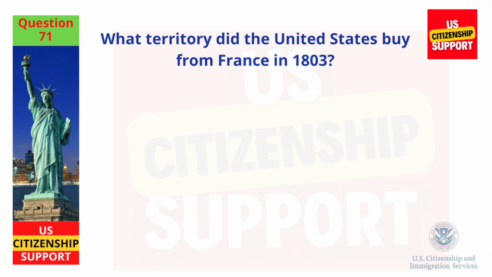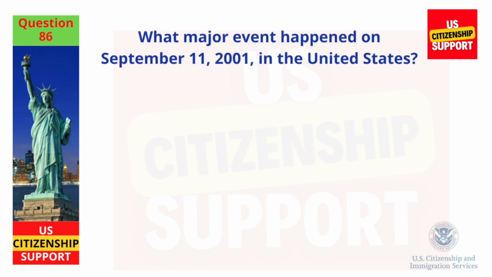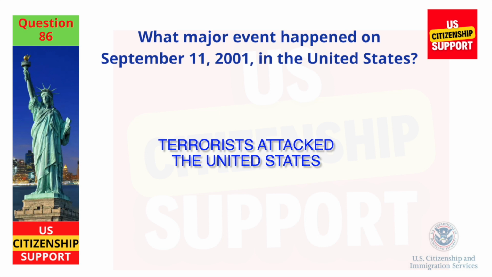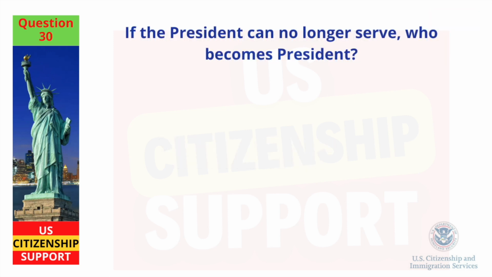What territory did the United States buy from France in 1803? The Louisiana Territory. What does the Constitution do? Sets up the government. What major event happened on September 11, 2001 in the United States? Terrorists attacked the United States. If the president can no longer serve, who becomes president? The vice president.